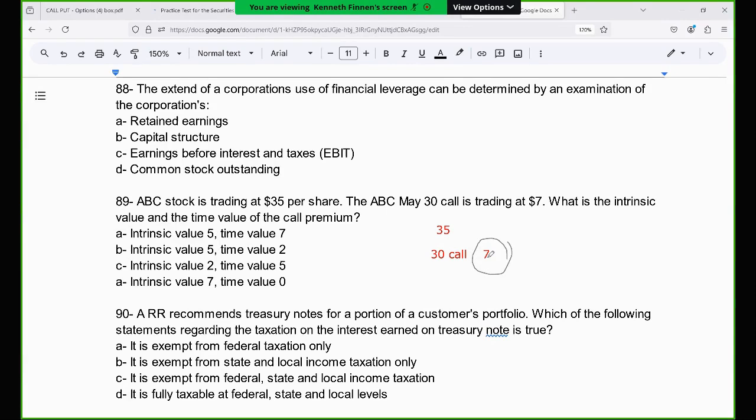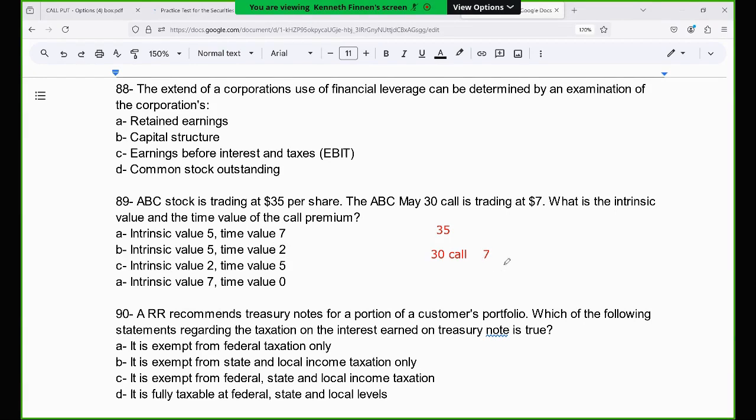7. No. It's worth 5. How much extra did you pay? You paid 7. How much extra did you pay? 2. Time value 2. So premium is intrinsic plus time value. So to get a time value, it's premium minus intrinsic. So these two always have to add up to the premium. It's always intrinsic or in the money plus time value. They both have to add up to 7.